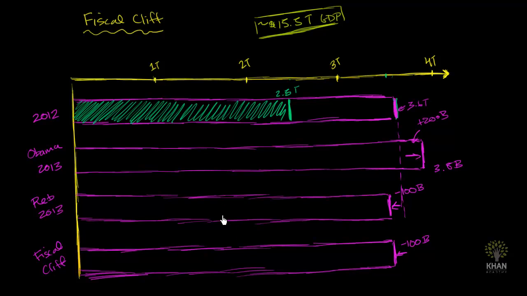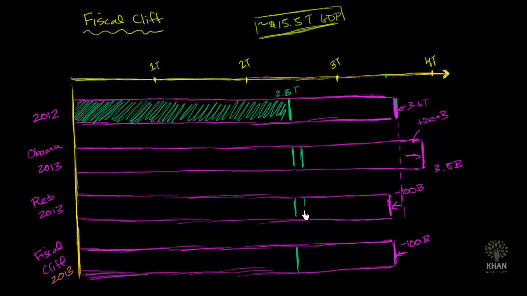Now let's go to the revenue side of things. In all of these scenarios for 2013, and just to be clear, the fiscal cliff, that's also for 2013, we get the same revenue that we got in 2012. So let me draw that. Plus, we get about another $100 billion from the growth in the economy. As the economy grows, even if your tax rates are held completely constant, you're going to get more revenue for the federal government. So you get about $100 billion.